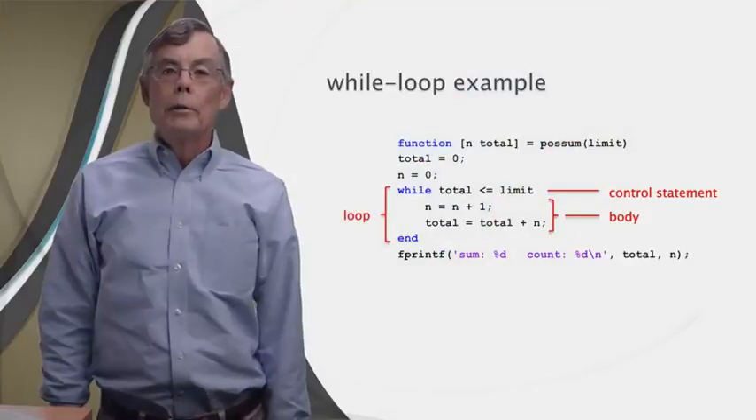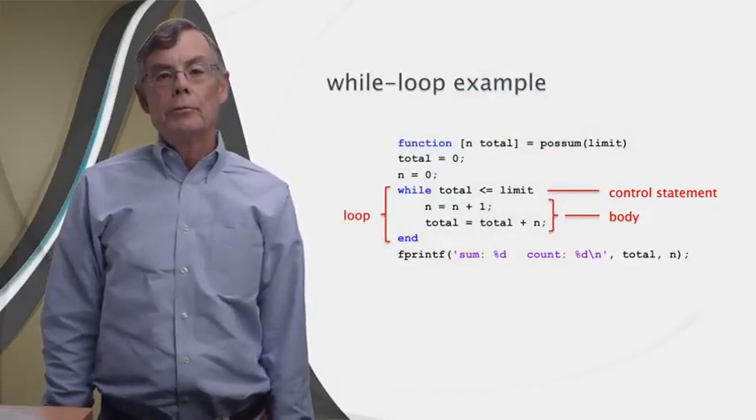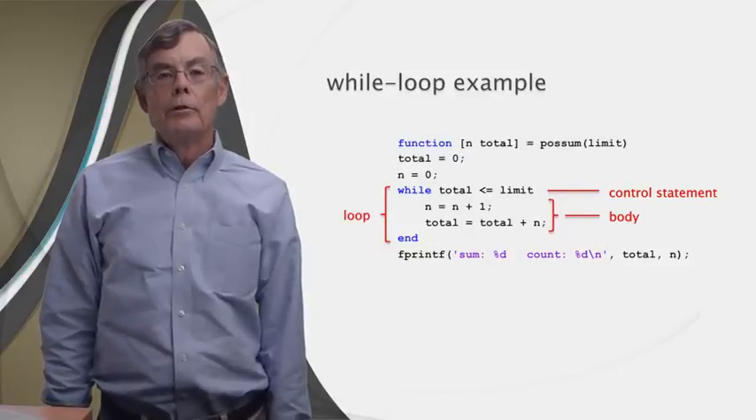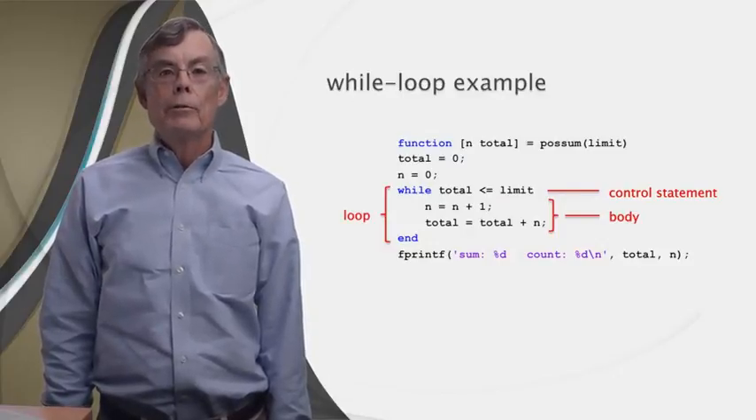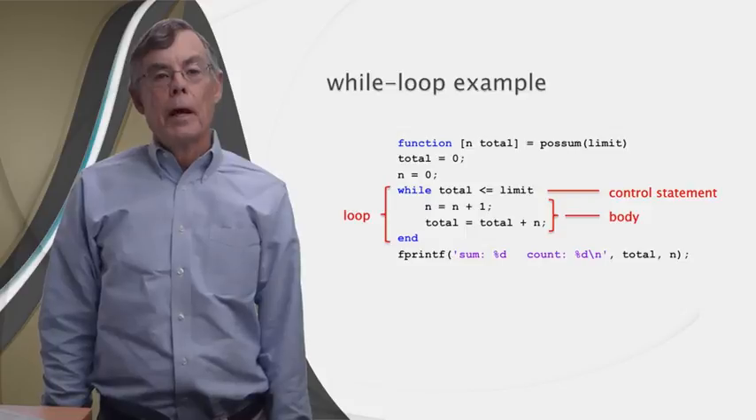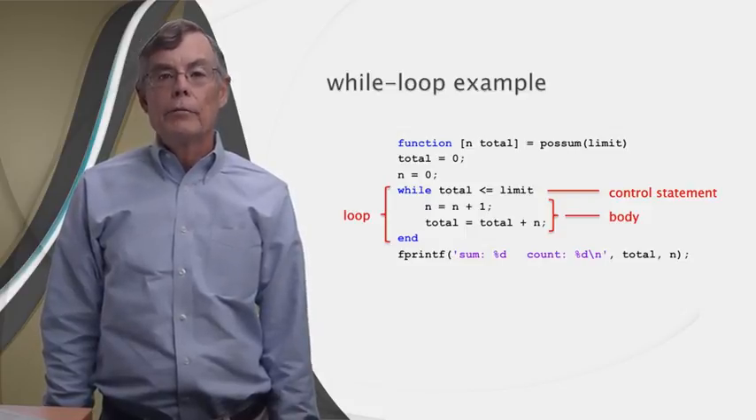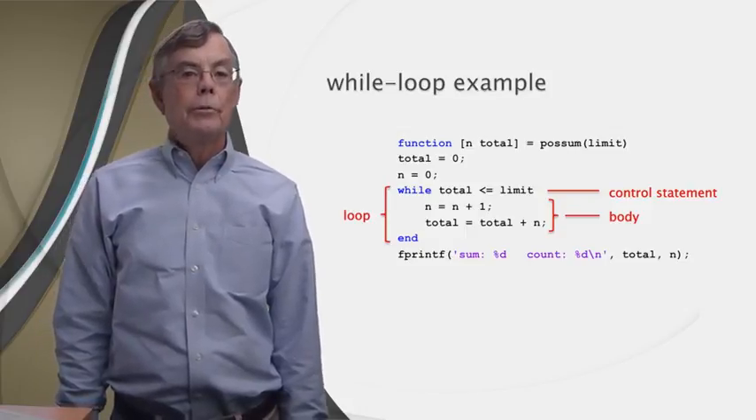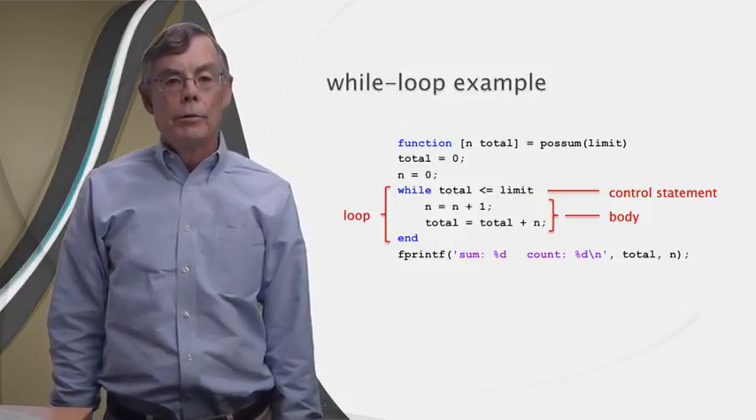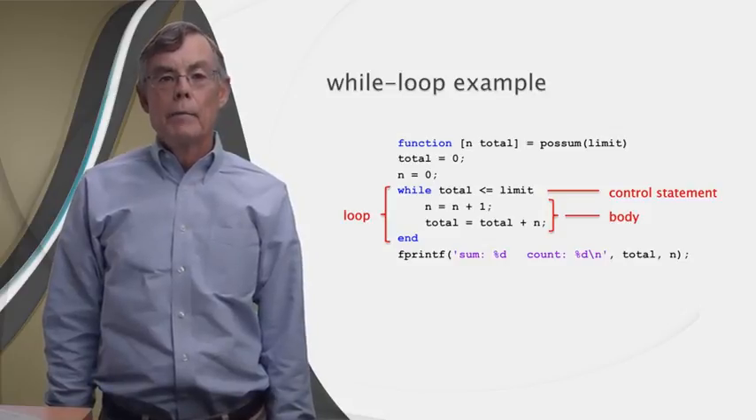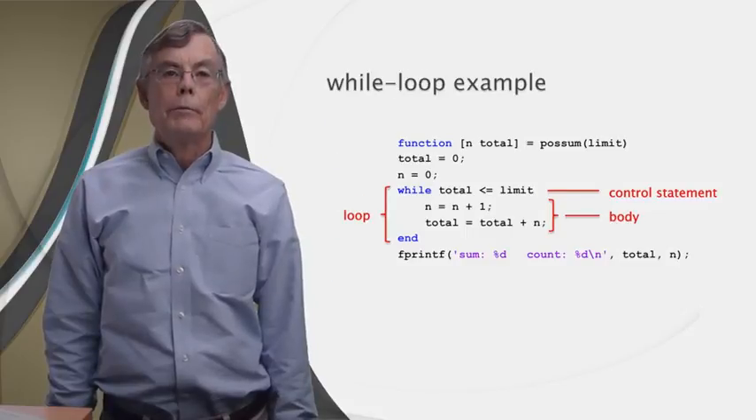Well, we've seen the while loop in action, but let's take a closer look at its form. Just like the for loop, the while loop has a control statement and a body. However, the control statement of a while loop is a condition, like, for example, total less than or equal to limit. Its value is either true or false. If it's true, we execute the body, then we check the condition again. If it's false, we quit.